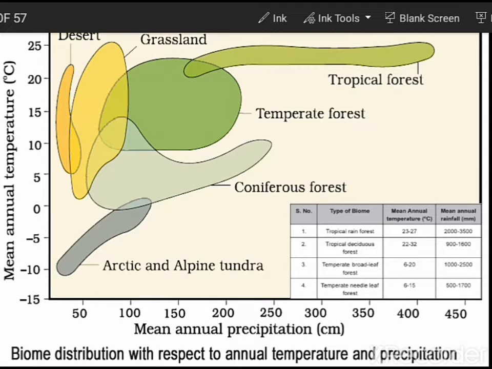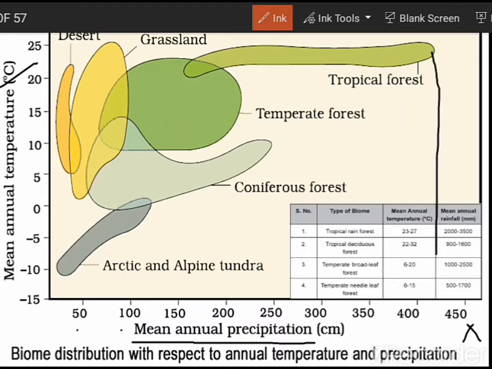Here we can see on the x-axis, along the x-axis, mean annual precipitation, and along the y-axis the mean annual temperature. If I look at the precipitation scale, we can see it is in centimeters: 50, 100, 150, like that. If I look for the habitat which has maximum rainfall, I can see that tropical rainforests get a maximum of nearly 425 to 450 range of rainfall, and the minimum is nearly around 175, or 150 to 200. That is the minimum range of rainfall for tropical forest.